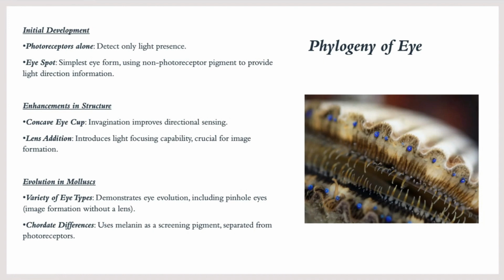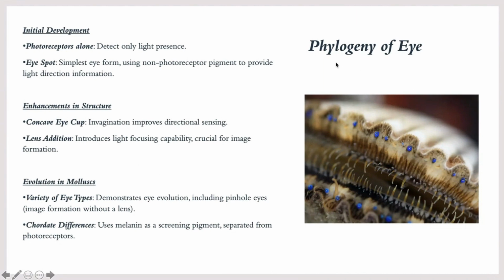So at first, they could only sense whether there was light in their environment. And now, because of this invagination, this concave shape, they were able to sense where this light was coming from, the direction of this light. And then over time in evolution, the lens developed, and the lens, of course, allows us to focus this light, so that we're better able to form an image later on.